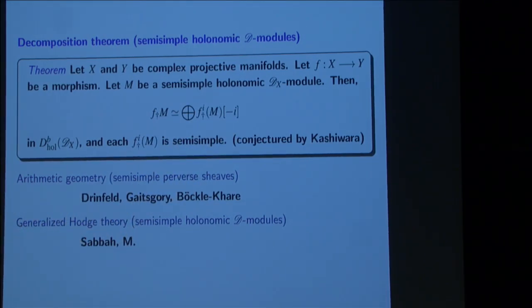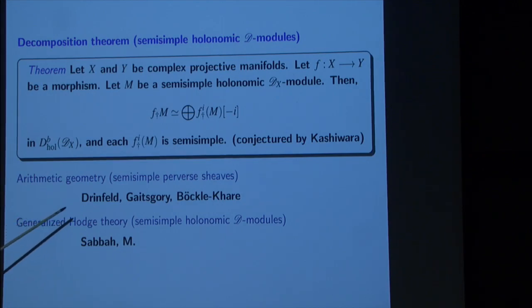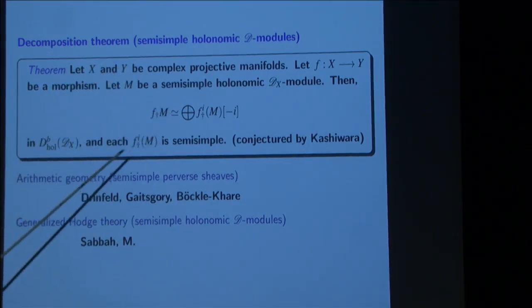And there are two approaches to the decomposition theorem of semisimple perverse sheaves, or more generally semisimple holonomic D-modules. One is given by the method of arithmetic geometry. Drinfeld proved that a conjecture of Deligne implies the decomposition theorem of semisimple perverse sheaves, and Gaitsgory and Bezrukavnikov-Kazhdan proved the conjecture of Deligne independently. So the decomposition theorem of semisimple perverse sheaves was also proved.